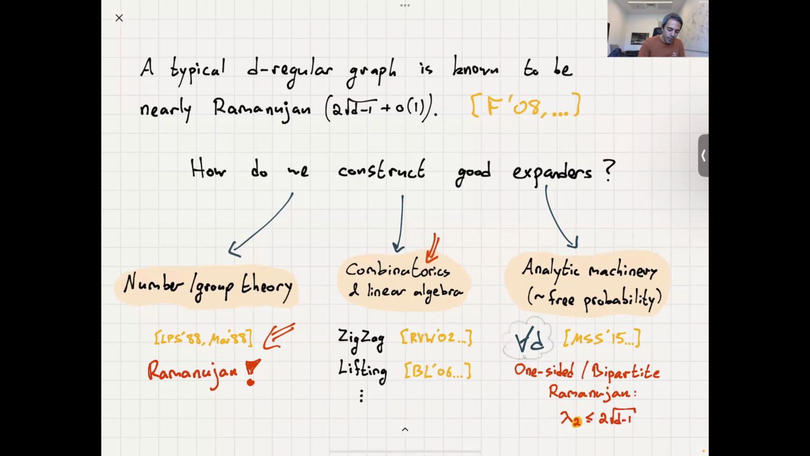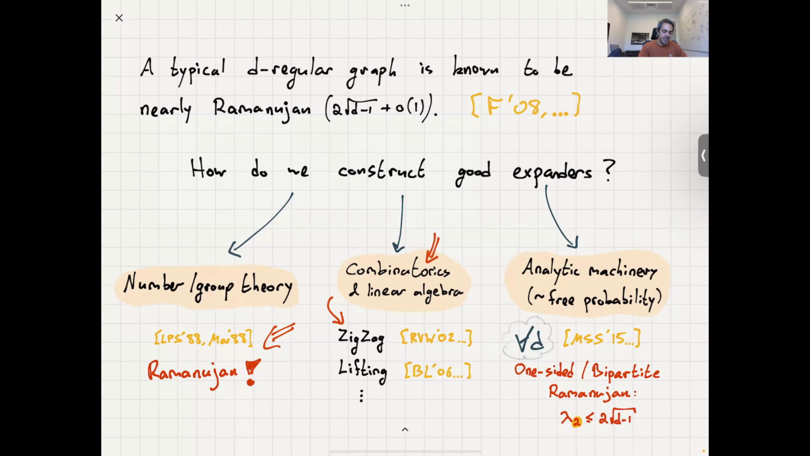So the golden boy of this branch is the zigzag product. This was introduced by three legends of theoretical computer science, Reingold, Vadhan, and Wigderson, some 20-something years ago. It's an operation on graphs, a way of taking a large graph and a small graph and combining them in such a way that you preserve the properties that you like in each of the graphs. I'm not going to get into it right now.